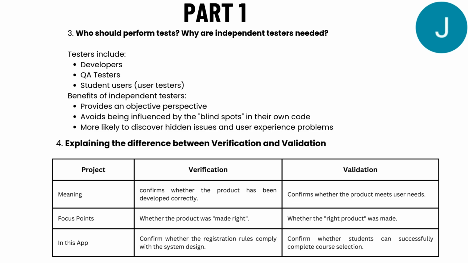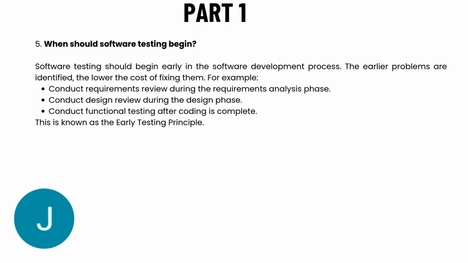Question 4: verification means checking whether the system is built correctly based on the design. Validation means checking whether the system meets user needs. In short, verification is building the system right, while validation is building the right system. Testing should start as early as possible, even from the requirement and design stage. Earlier testing helps reduce costs and avoid big problems later.